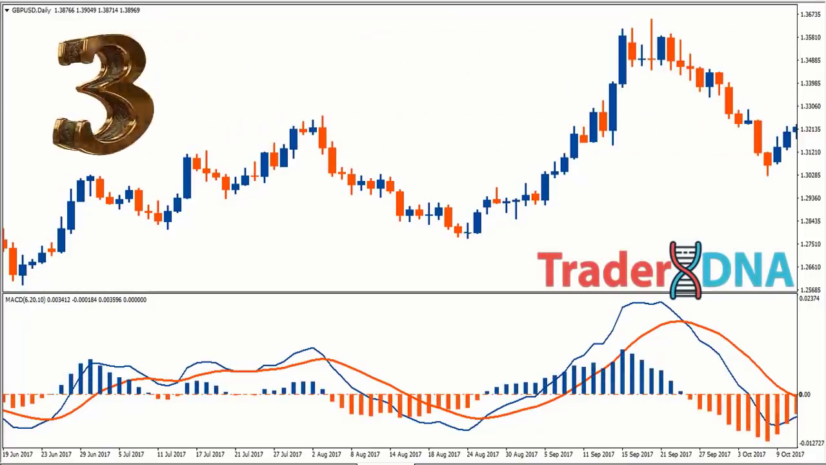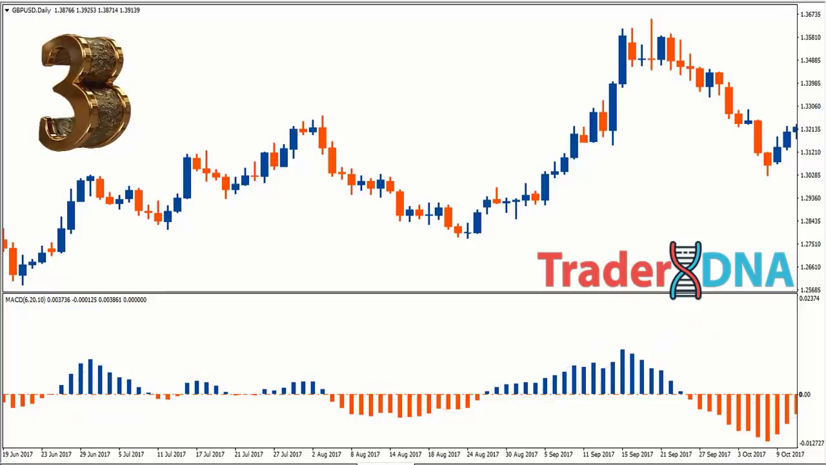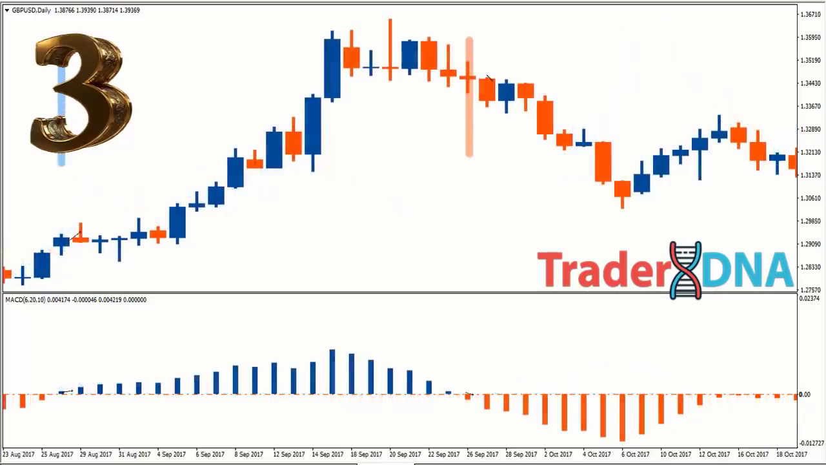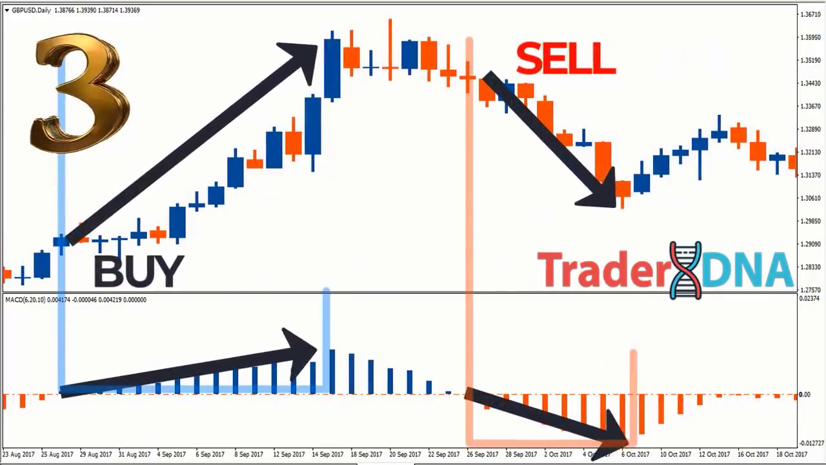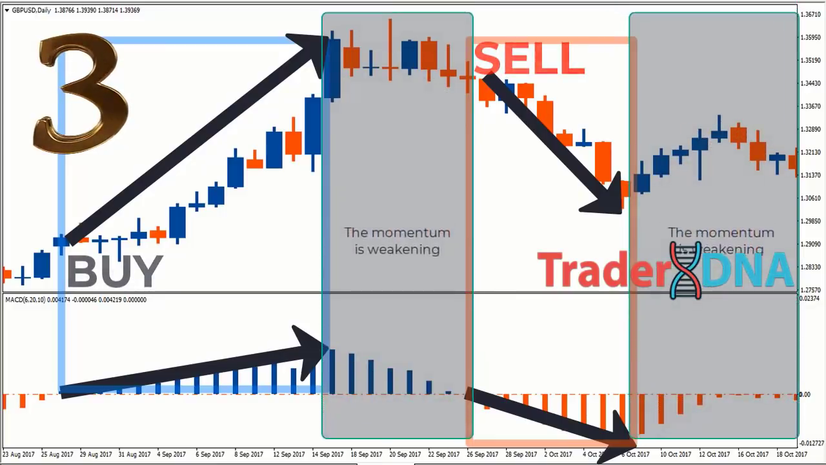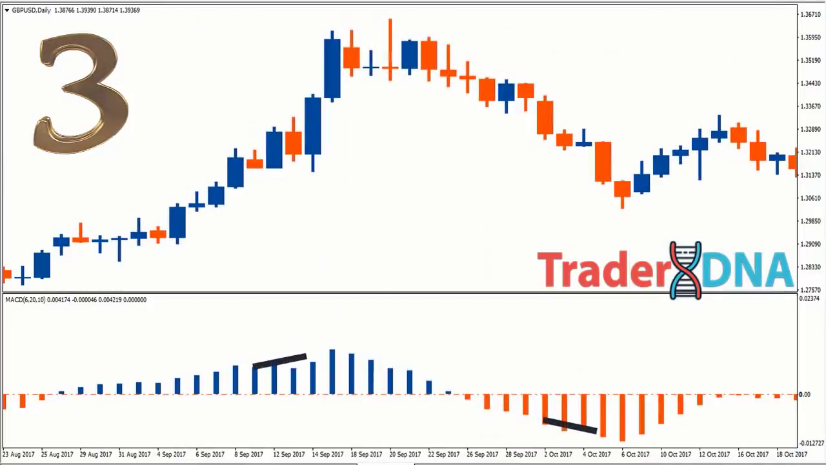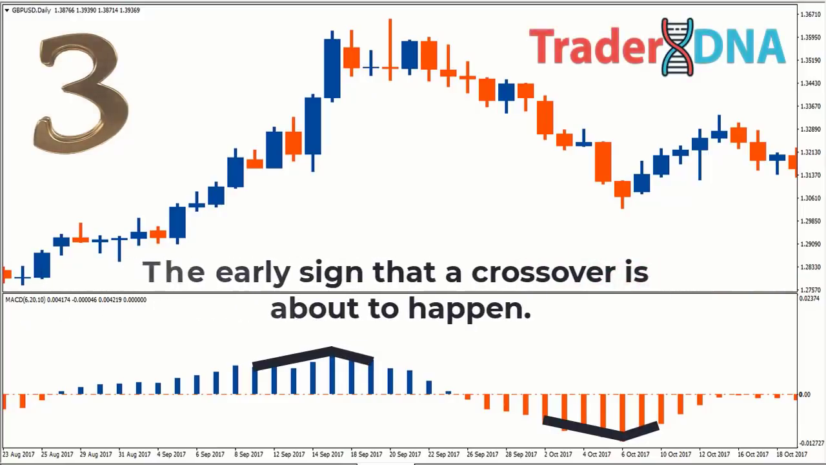Third, histogram reversals. The histogram represents the difference between the MACD and signal line. This means that as the bars on the histogram move further away from zero, the two lines are moving further apart. When the price's momentum is strong, the histogram will increase in height. When the histogram shrinks, it is a sign that the momentum, whether bullish or bearish, is weakening. Once the initial momentum surge is over, a mound or hump shape will emerge. This is a signal that the moving averages are tightening again, which can be an early sign that a crossover is about to happen.